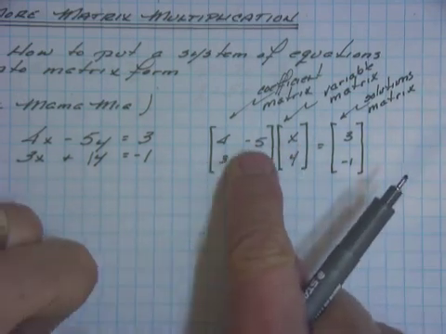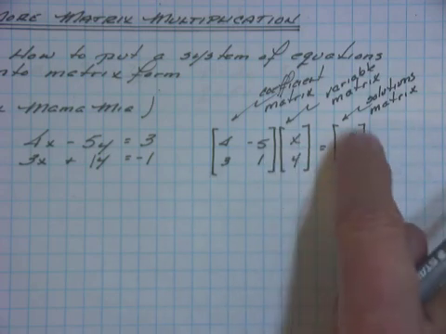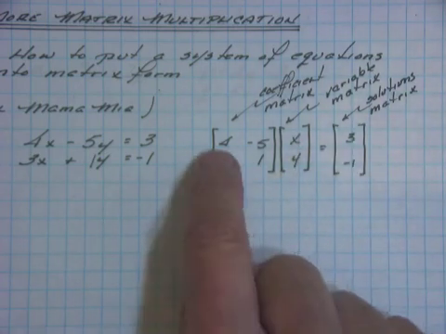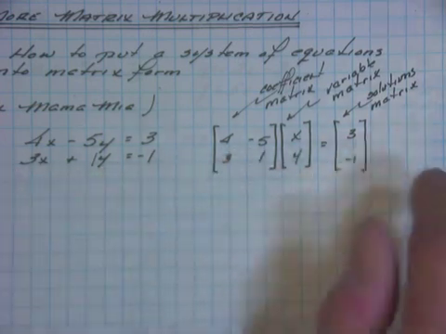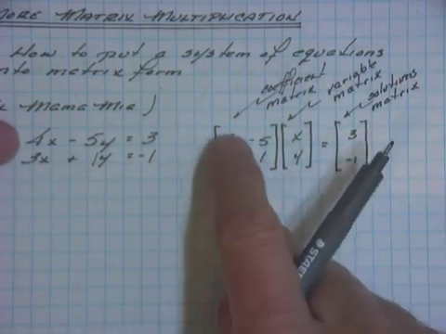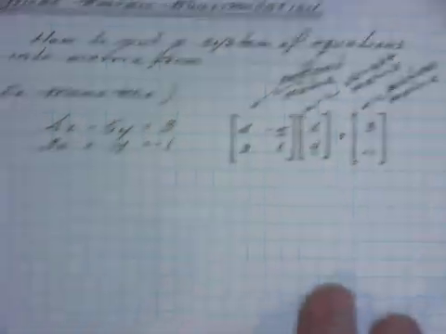Now see, that wasn't that hard. Just grab the coefficients, make a matrix, put the variables in their own matrix, and put the answers in a matrix. Now look, we had two equations, so two rows. You have to keep that in mind.